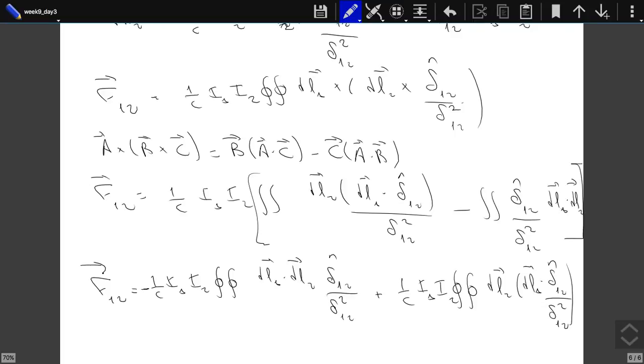If you look at the first term, dL1 scalar product dL2, if you exchange 1 and 2, it doesn't change. Delta 1,2 squared doesn't change. Delta 1,2 hat is replaced by delta 2,1 hat, but those differ by a sign. So if the force was only the first term, then the forces that each wire exerts on each other would have the same magnitude, just opposite in direction. They differ by a minus sign. But we have the second term. Now let's look at the second term.